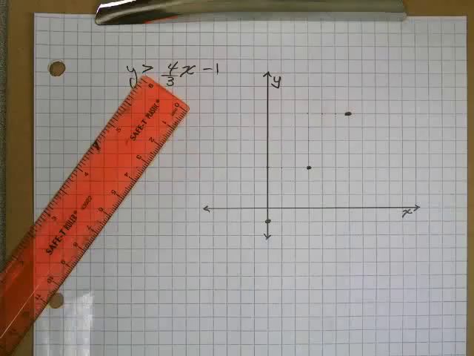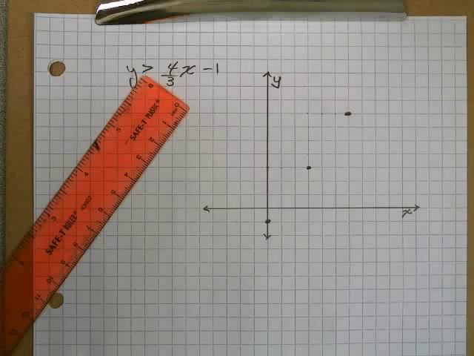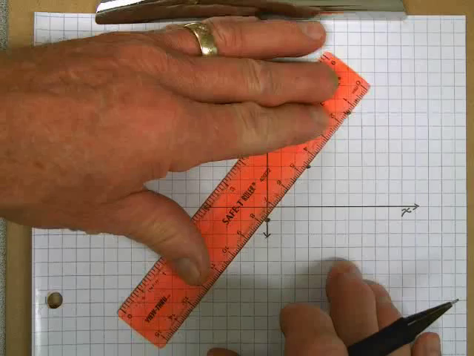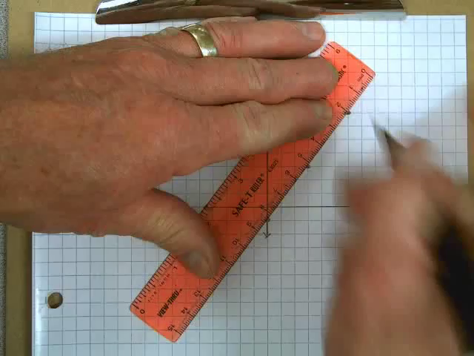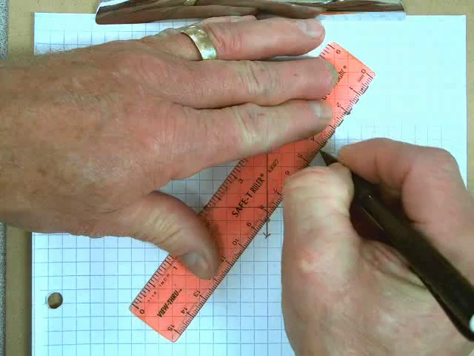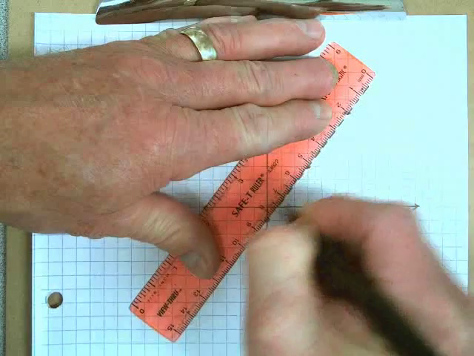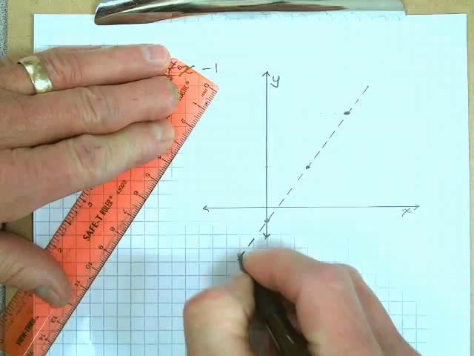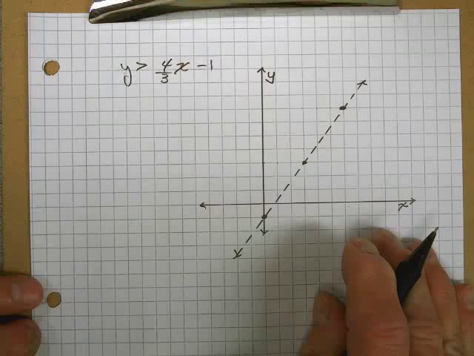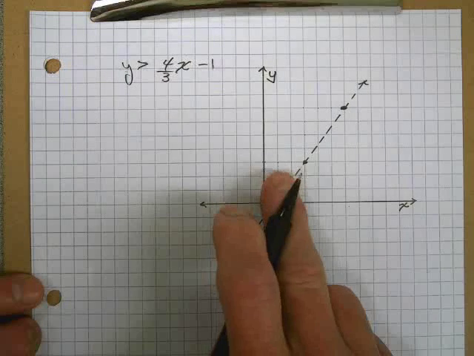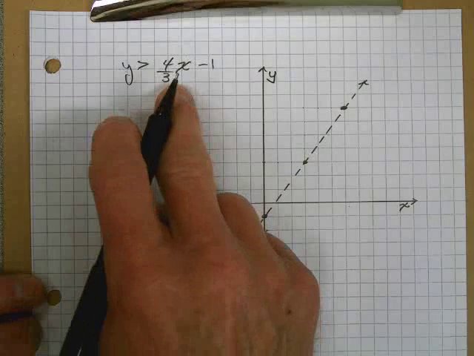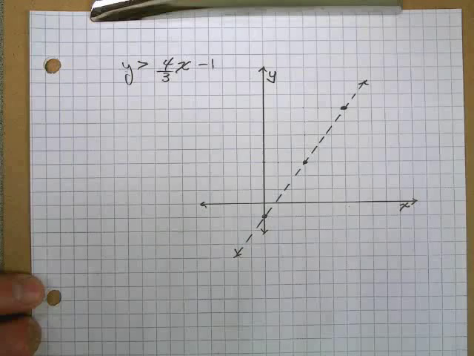Notice that our comparison symbol does not include an equal sign. That means that we're going to have to connect these points with a dotted or dashed line. So it looks like this. I'm not going to use a solid line this time. Again, we're using a dashed or dotted line to connect the points. And this is because this boundary line is not included in the solution. So our boundary line, since it's dashed, is not included in the solution of our inequality.